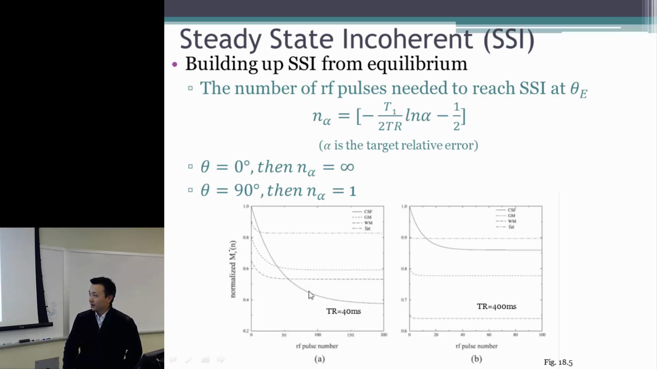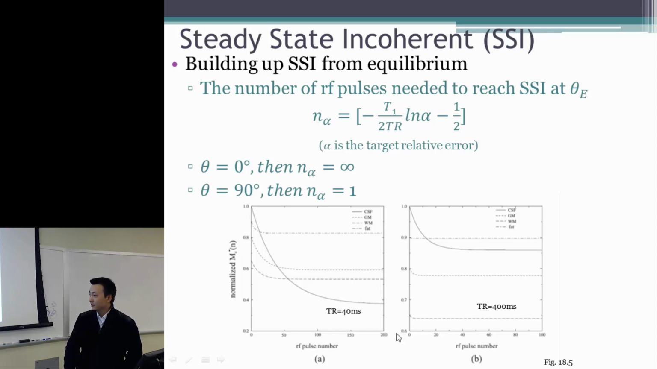So this is a simulation showing how many RF pulses are needed with different imaging parameters. Here is a short TR of 40 milliseconds. We can see that it requires approximately 30 repetitions of the TR before the gray matter and white matter reach the steady state. But if we use a much longer TR, we only require a few repetitions for the gray matter and white matter to reach the steady state, right?